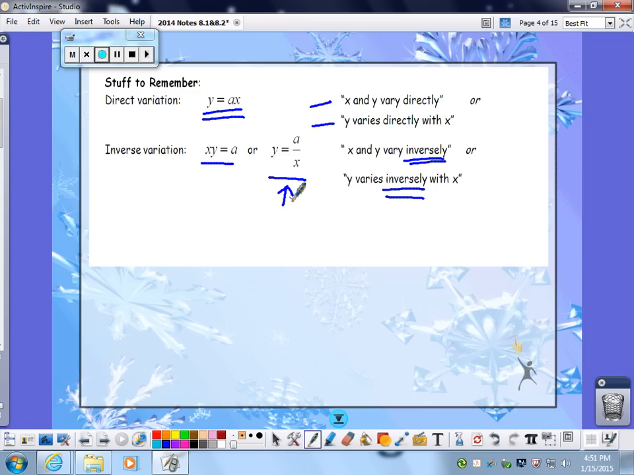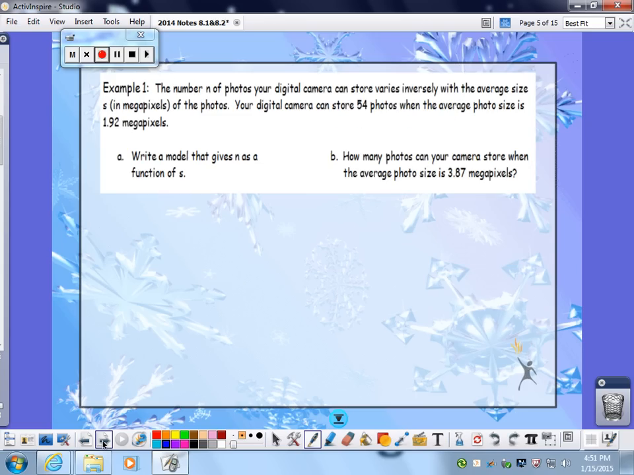All right, let's look at a couple of examples of the type of work you're going to have to do with this. So here's our first word problem. As I read this, I'm going to underline the keywords because that's going to tell me how to translate this. It says the number N of photos your digital camera can store varies inversely. So when I see the word inversely, what should pop into your head is this formula. We're just going to write it in terms of our problem, though, with the average size S in megapixels of the photos. So let's set that up first. Instead of y, we're using N.